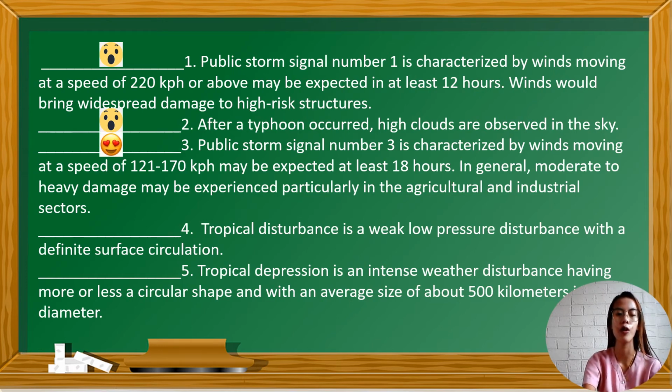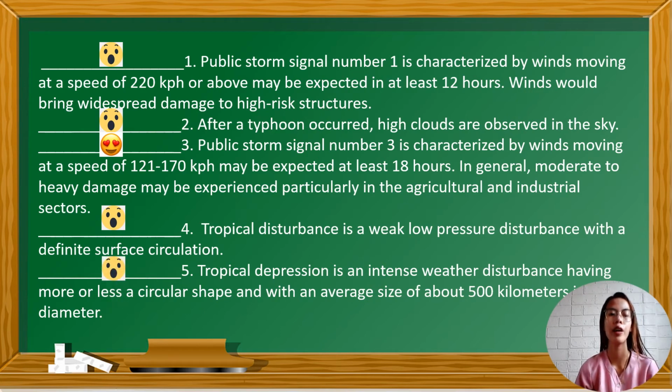Next, number 4. Tropical disturbance is a weak low pressure disturbance with a definite surface circulation. So that statement is false. Very good. Number 5. Tropical depression is an intense weather disturbance having more or less circular shape with an average size of about 500 kilometers in diameter. So the answer is false. Very good.